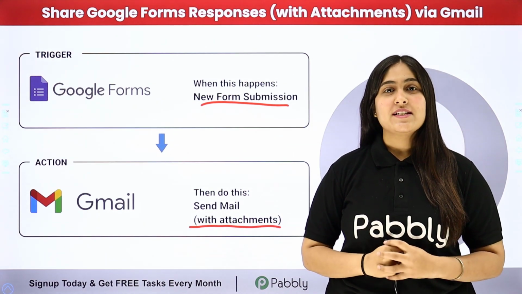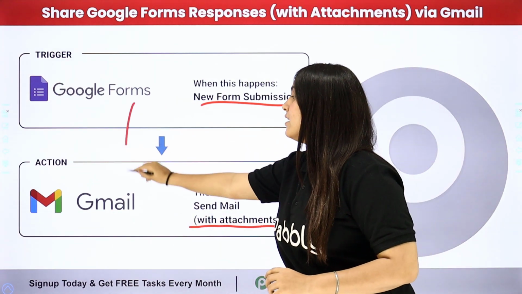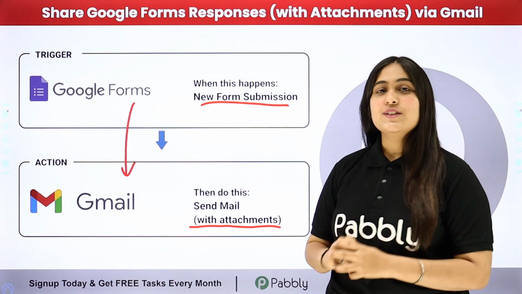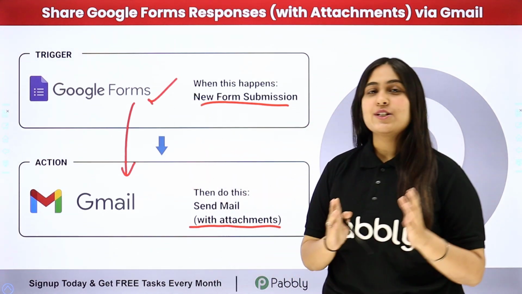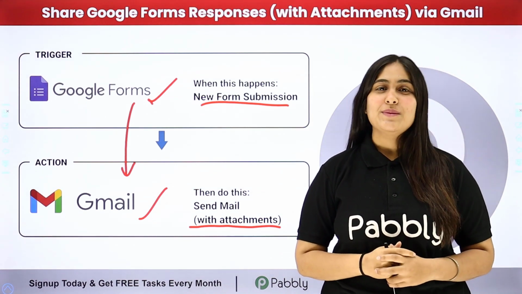So to automate this process, we will use an automation software named Pabbly Connect, in which we need to connect a trigger and an action. In this process, our trigger application will be Google Forms and our action application will be Gmail. So to learn this process step by step, let me take you to my screen.